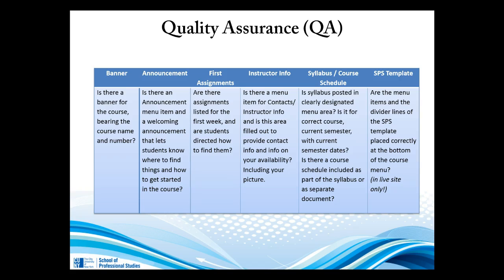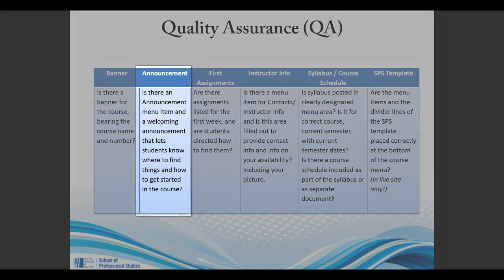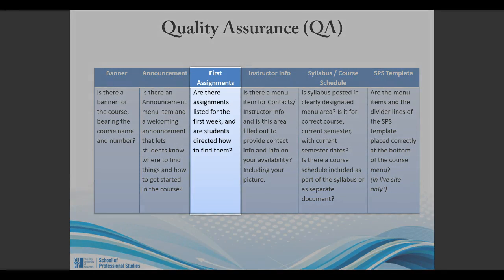Here are the criteria that we look at when we do QA in the OFDIT offices. Is there a banner, and does it show the course name and number? Is there an announcements link in the course menu? And is there a welcome announcement explaining where to find things in the course site and what students should do in the first few days of the semester? Are there assignments listed for the first week, and is it clear how students will find them?